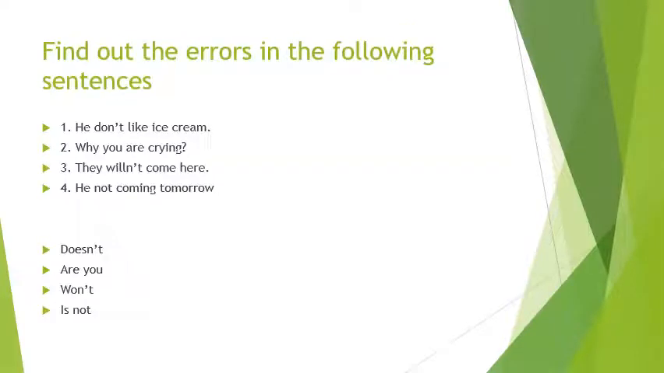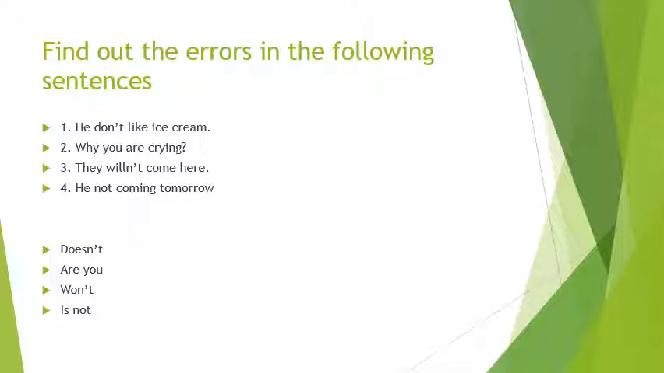So what are the errors in the following sentences? He don't like ice cream. He is singular, so you should use doesn't, not don't. Rama doesn't like ice cream. Sham doesn't like ice cream. That boy doesn't like ice cream. This girl doesn't like ice cream. When the subject is singular, you have to use doesn't.